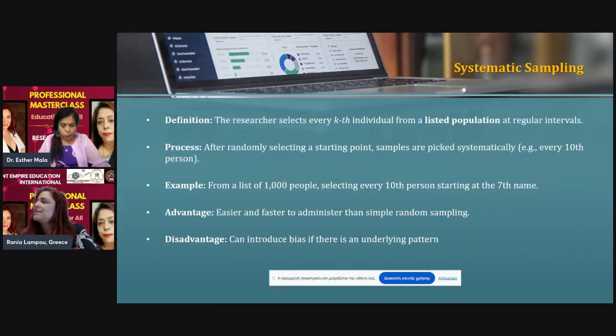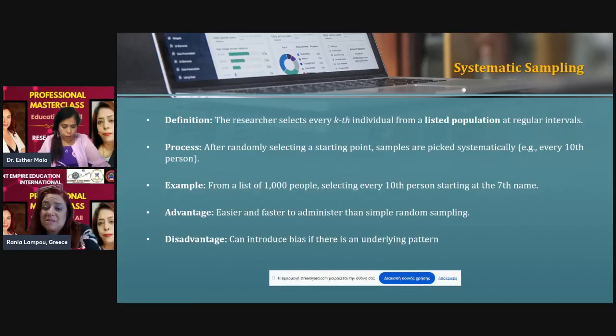On the other hand, with systematic sampling, the researcher selects every individual from a listed population at regular intervals. And what is the process? After randomly selecting a starting point, samples are picked systematically. To give an example here, from a list of 1,000 people, selecting every 10th person, starting from the 7th name.